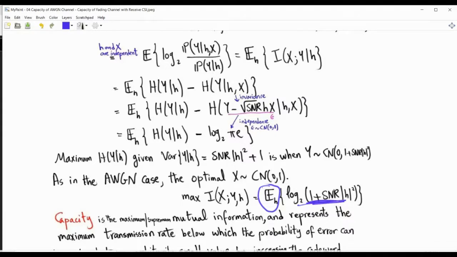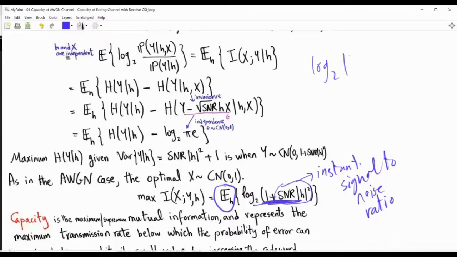Now if there is a fading channel, then remember this is the instantaneous SNR, the instantaneous signal-to-noise ratio. Fixing H, it's like having an AWGN channel with the capacity log 2 of 1 plus SNR times magnitude H squared. If we are interested in the average performance, because H is a random process, then you take the expectation with respect to H. So these two formulas are very important.